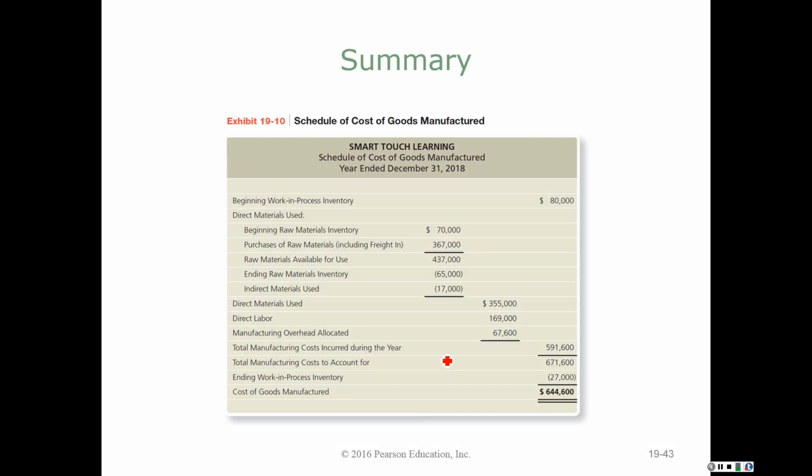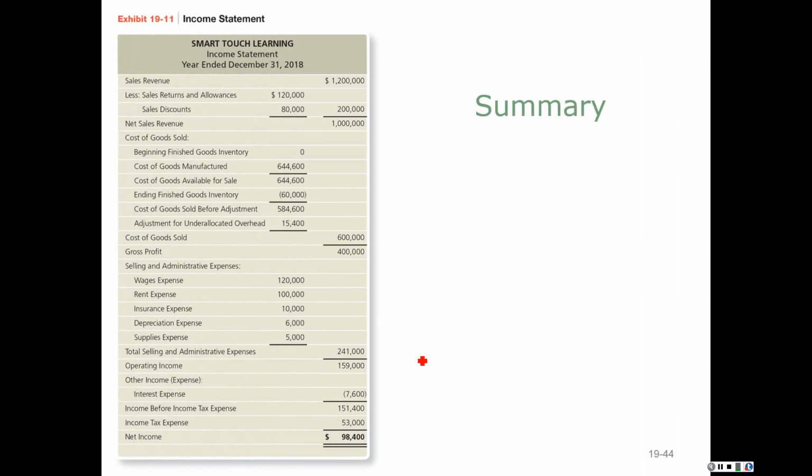We can see these calculations. You've seen them in T accounts. You can see it in the cost of goods manufactured statement here, that we manufactured $644,600 worth of our product. What we don't see is the under or over allocated overhead, because that hasn't been accounted for yet. But it does get accounted for in our income statement once we do our adjustment, and so our total cost of goods sold is $600,000. Hence the fact that cost of goods sold may not always equal cost of goods manufactured.